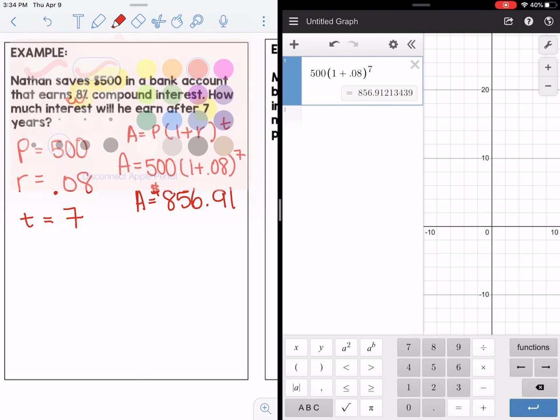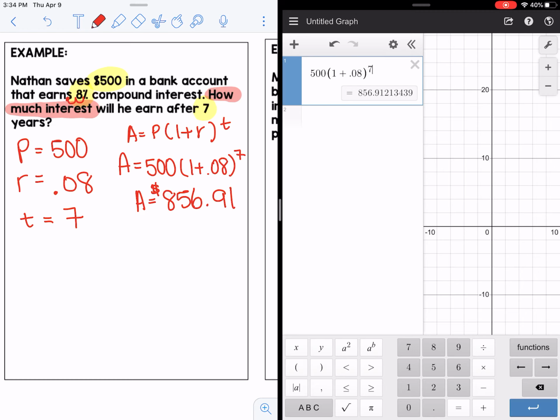Let's look at the question though. It said, however, how much interest is he going to earn? So they're not asking you for the total amount, they are asking you for the interest. So now we have to take a second step. We need to figure out how do we get the interest. So when we're getting just the interest, all we have to do is subtract the principal, the amount that he put in, from the total amount, so that we can calculate how much interest he earned. So all we have to do is subtract the principal, which was 500. Just going to put the P right there.